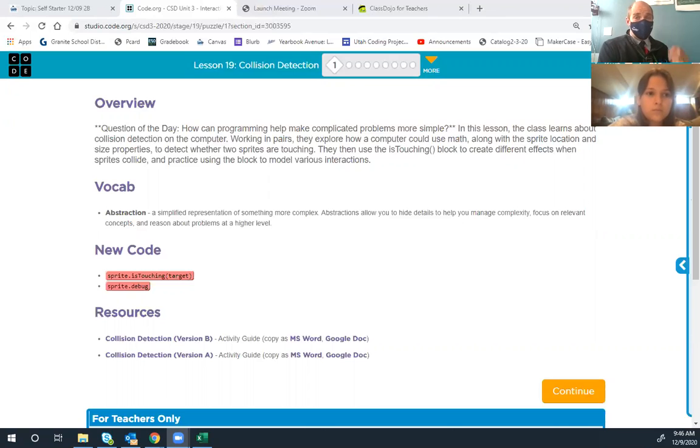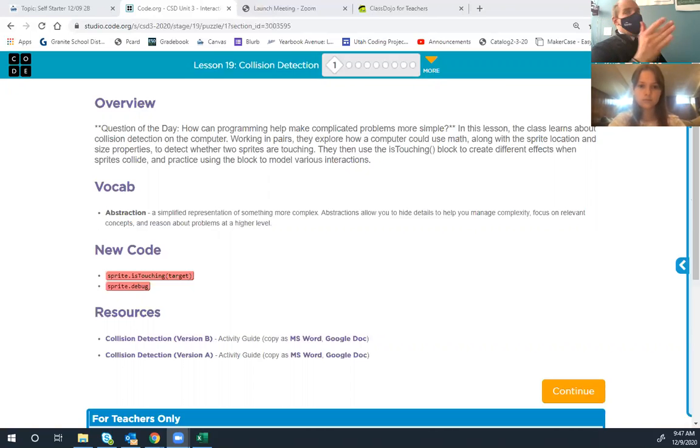model various interactions. So we're looking at something today called an abstraction, which is a simplified representation of something more complex. Abstractions allow you to hide details to help you manage complexity, focus on relevant concepts, and reason about problems at a higher level. Quick example, where have we seen this before? Where did we just see an example of abstraction? Kale: the velocity block that we just learned about.